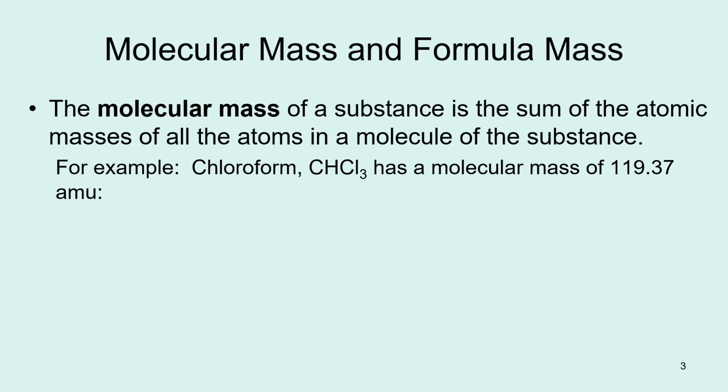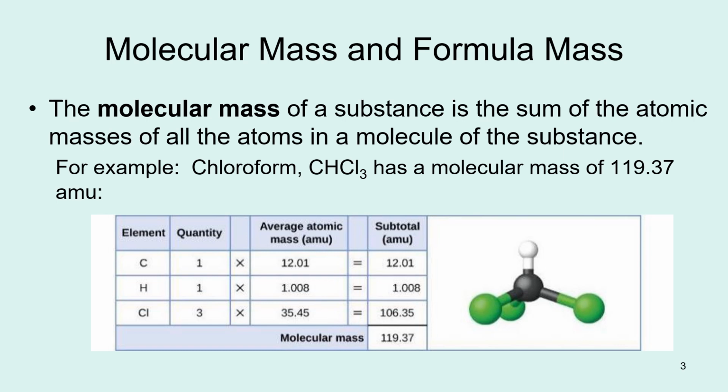Chloroform has the formula CHCl3. It has a mass of 119.37 AMU. So let's look at that. There's one carbon. Carbon is 12.01. There's one hydrogen. Hydrogen is 1.008. So 1 times that, and there's 3 chlorines. Each chlorine is 35.45, and so it's 106.35. If we add all these together, we get 119.37.